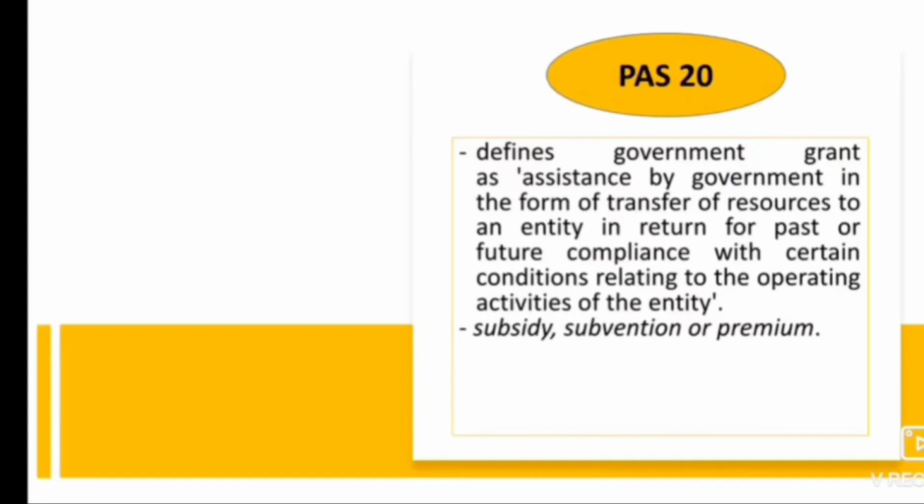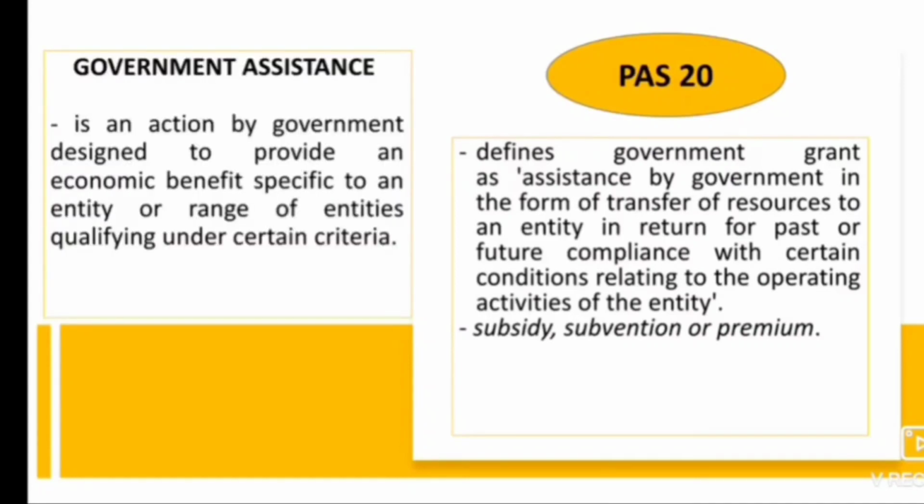So, let's define government assistance. Yung government assistance is an action by government designed to provide an economic benefit specific to an entity or range of entities qualifying under certain criteria. So, yung government assistance is an action na kung saan ginagawa ito ng government natin para matulungan tayo, yung mga businesses, citizens, na nasasakupan niya for the betterment of the society.